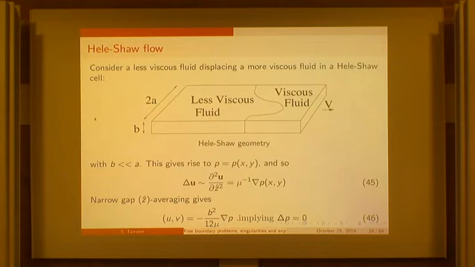Consider a less viscous fluid pushing a more viscous fluid under the action of a pressure gradient in a Hele-Shaw cell, which is basically a pair of glass plates very close to each other. The distance between the plates is B, and the width of the cell is 2A, and the Hele-Shaw approximation works under the assumption that the ratio of B over A is very, very small.